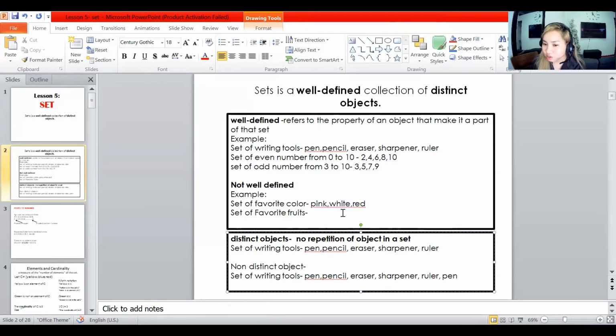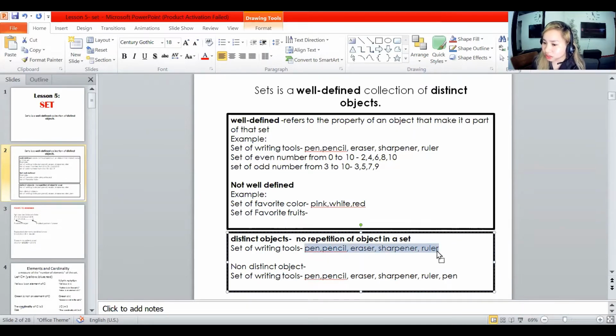So, tapos na tayo sa well-defined. Let's proceed sa distinct object. So, when we say distinct object, no repetition of object in a set. Wala daw nauulit na object or elements inside the set. So, for example, we have set of writing tools. Yung elements po inside this set are pen, pencil, eraser, sharpener, and ruler. And as you can see, wala pong repetition na nagaganap or nangyari dito sa elements natin.